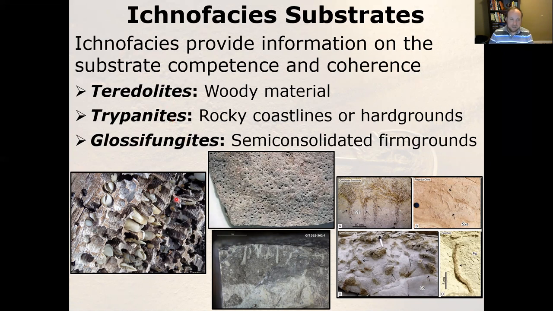So this one's a little bit less common in the rock fossil record, especially around here. Teredolites, they're shipworms, so they're these little bivalve clams with these long wormy bodies that actually eat docks and piers and wooden ships. They also eat into driftwood, and so if you have a woody substrate like peat or driftwood, these things will be pretty prevalent. More commonly, we have Trypanites, which form on rocky coastlines or carbonate hard grounds.